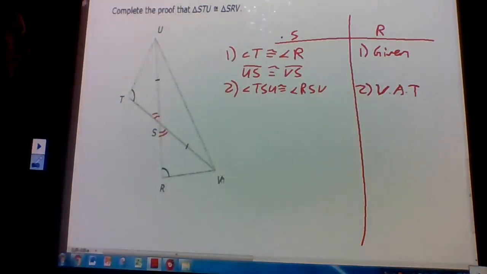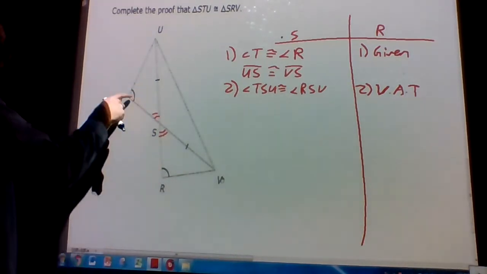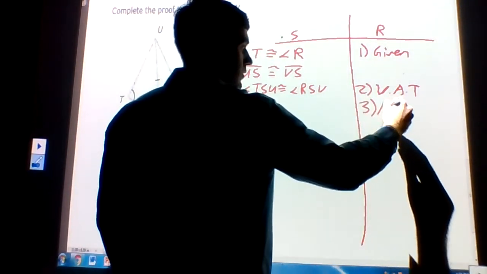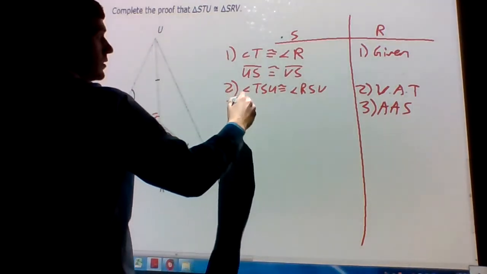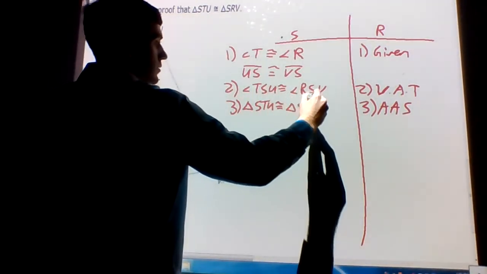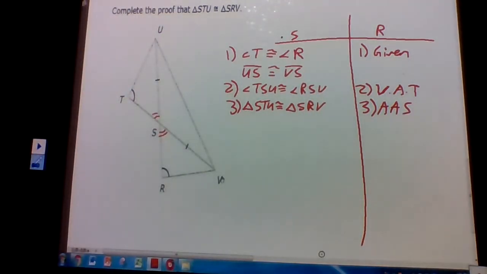Okay, we now have two pair of angles, one pair of sides. The pair of sides is not included because it's not between. So we have angle, angle, side. So we use the angle, angle, side postulate to tell us our triangles are congruent. Triangle STU is congruent to triangle SRU. Pretty simple there.